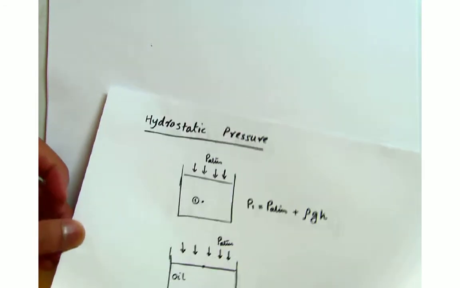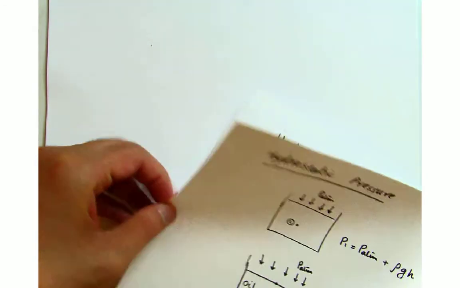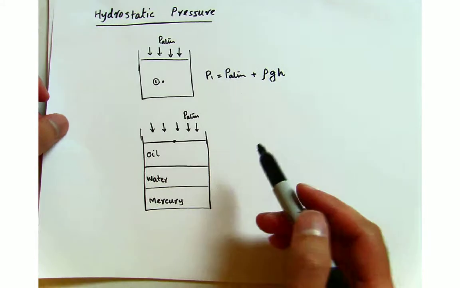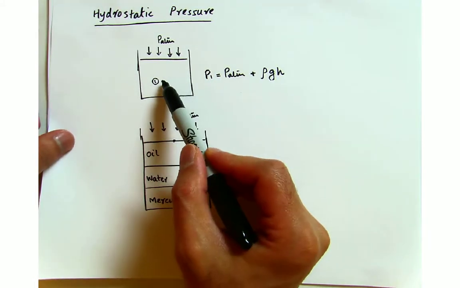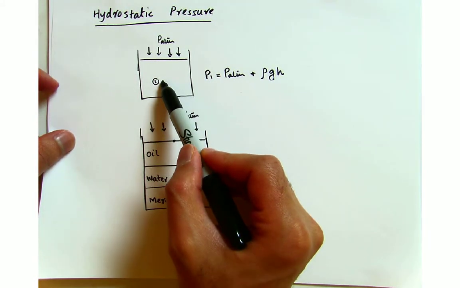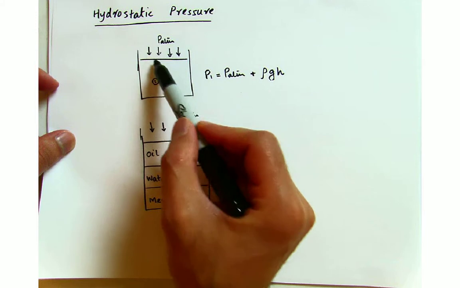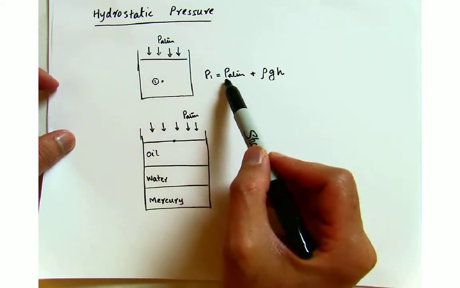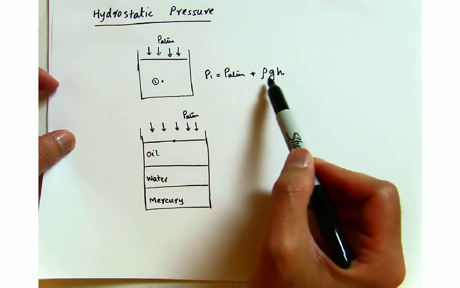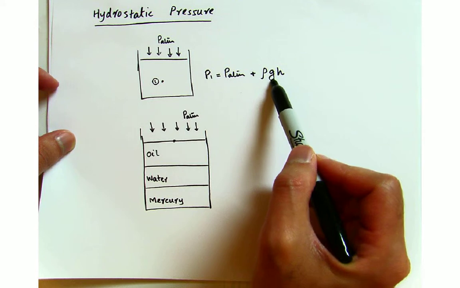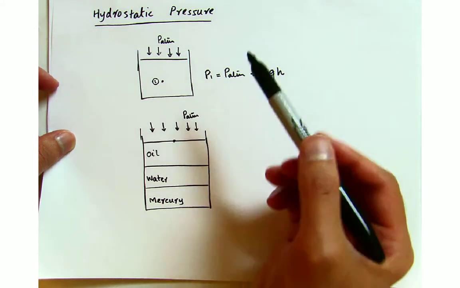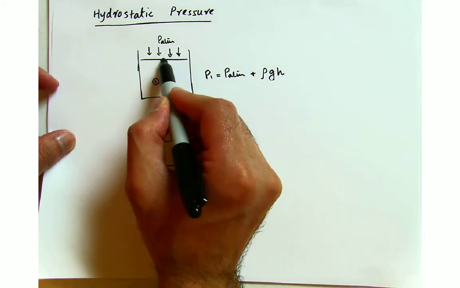Okay, and as we derived that, the next thing I'm going to look at is the hydrostatic pressure. Just what we were looking at, but now the hydrostatic pressure at point 1 is simply the atmospheric pressure acting on the fluid, plus rho gh. Rho is the density of the fluid, g is the acceleration due to gravity, and h is the height of the fluid column from here to here.